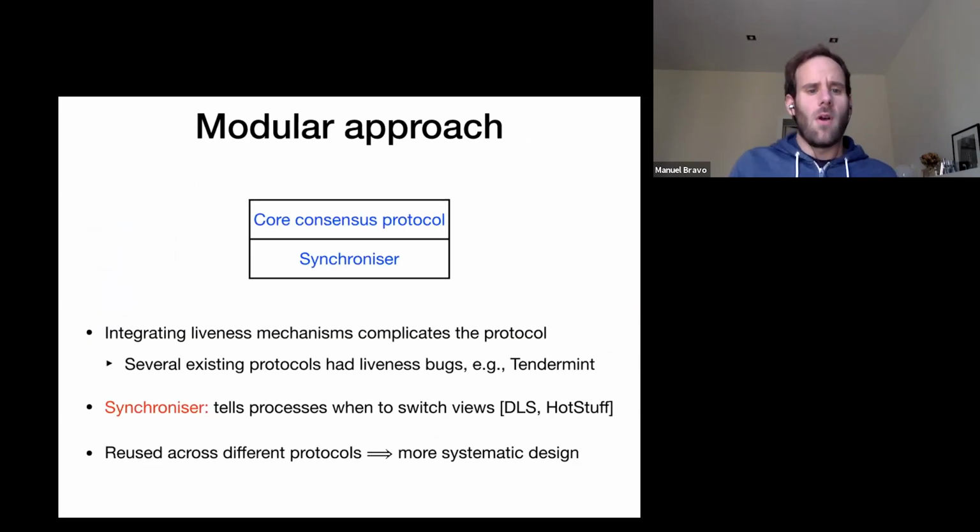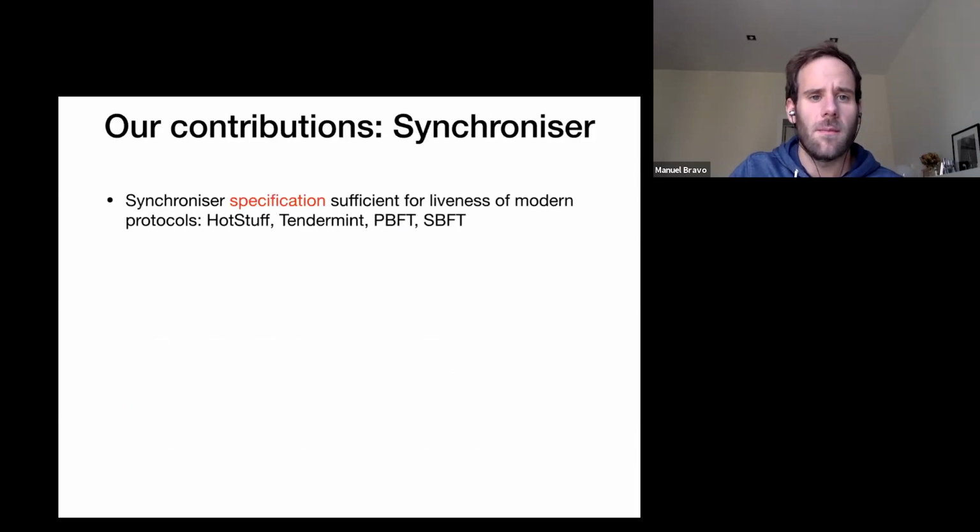Some people opted for integrating liveness mechanisms into the core consensus protocol, but this complicates the protocol. Indeed, several existing protocols had liveness bugs, such as Tendermint. A different approach is the modular approach. Some people introduced the concept of a synchronizer. A synchronizer is a module that tells processes when to switch views, and the core consensus protocol runs on top. The nice thing of this approach is that we can reuse the synchronizer across different protocols, and this allows for a more systematic design.